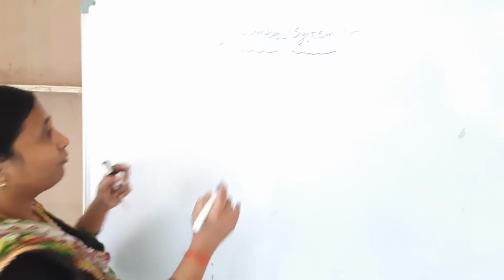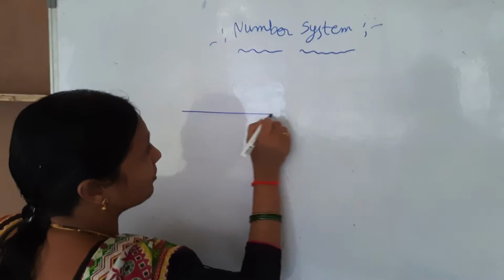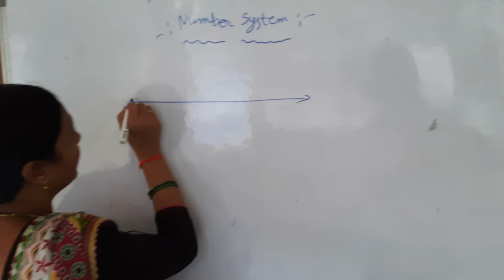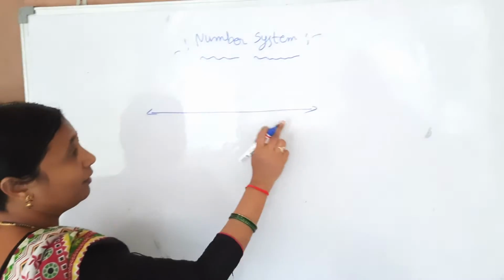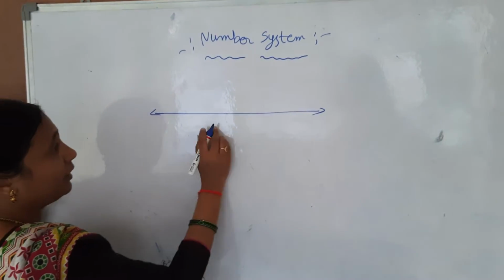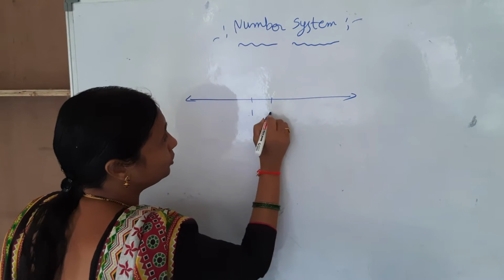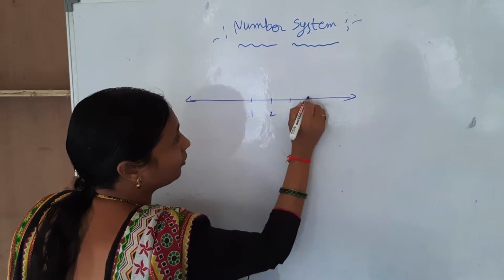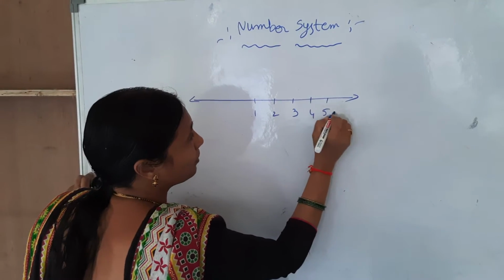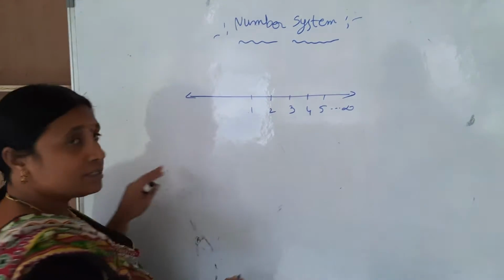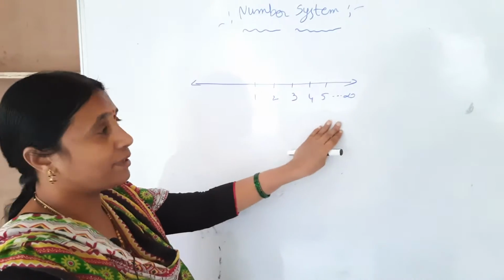Here I am taking one number line. A number line is nothing but a line. It contains both arrow marks. First I am taking natural numbers. Natural numbers means 1, 2, 3, 4, 5, and so on to infinity. These numbers are called the natural numbers.